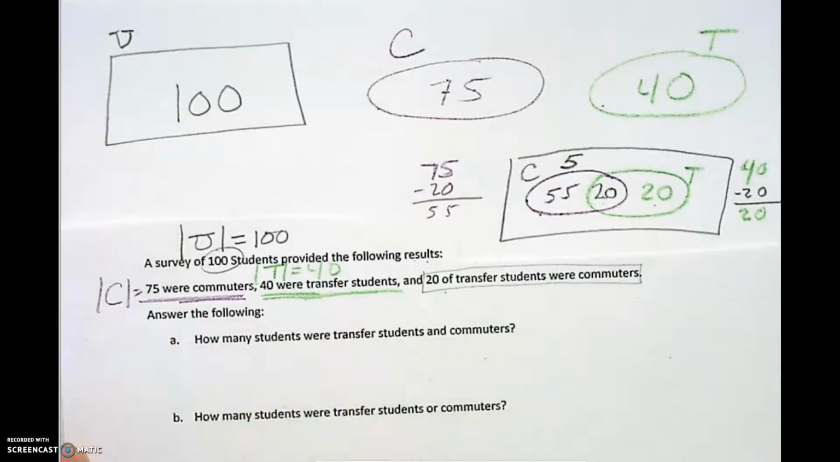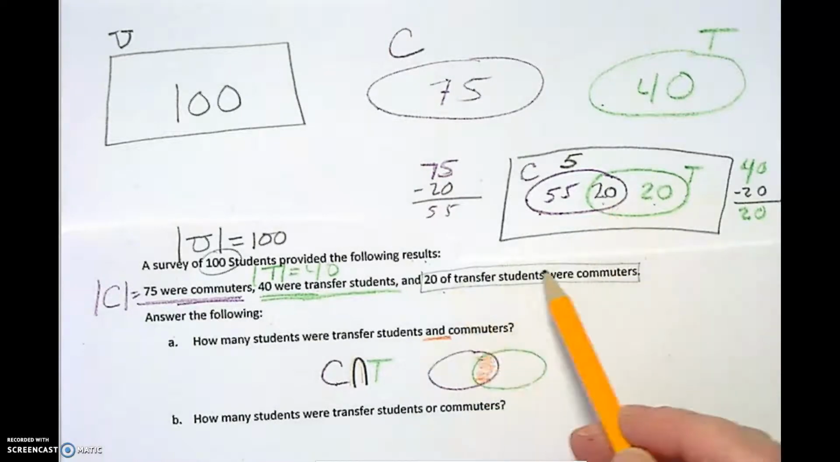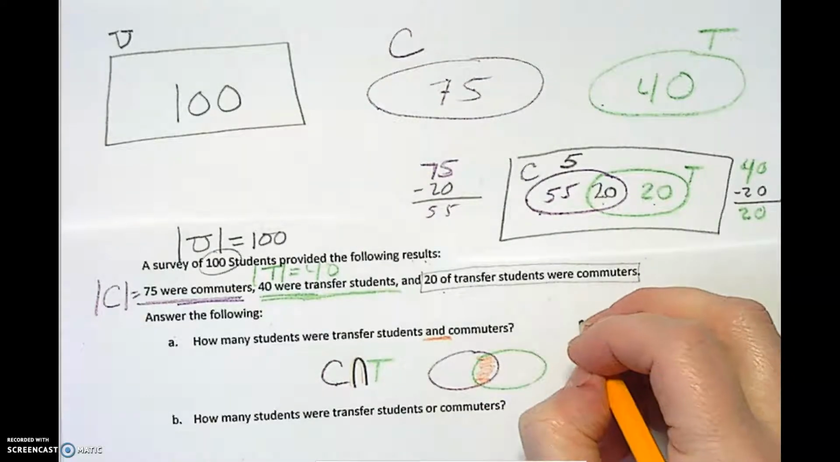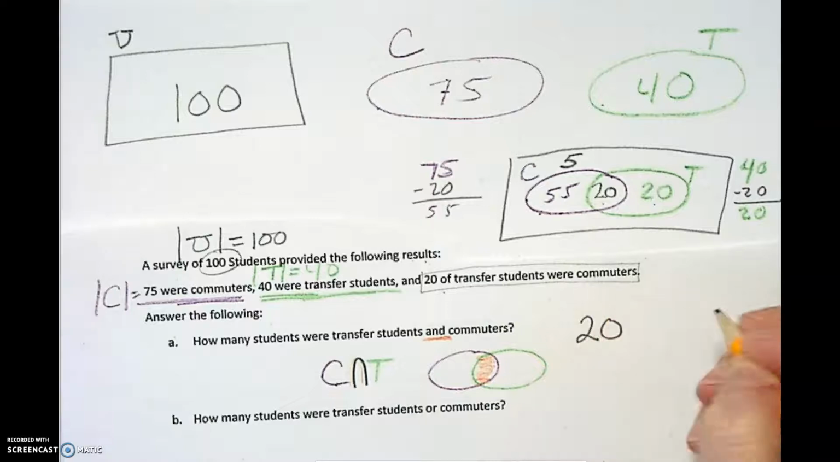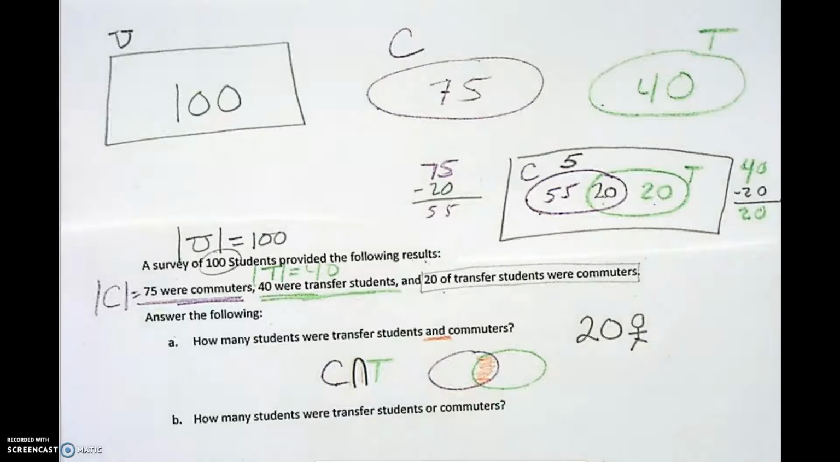Yeah, in the intersection. So I'm going to write the notation for that too. So I just wrote the notation for that. The and is this intersection, which is the overlap here, which means it's those 20 students that were both. It was given, but they didn't say and, so translating their language to the other. And I guess I'm going to go ahead and just write 20 students.